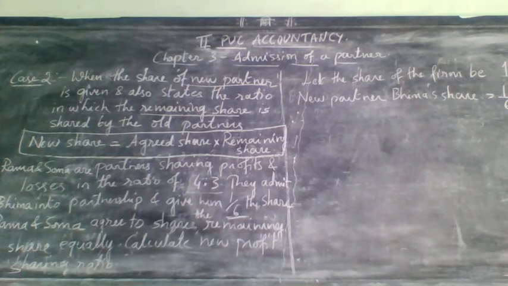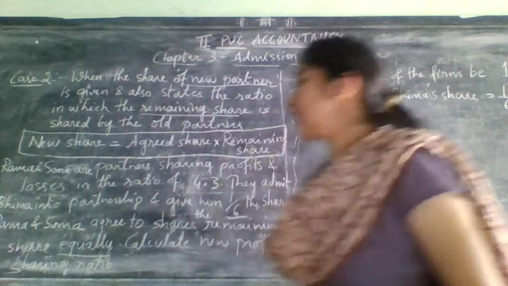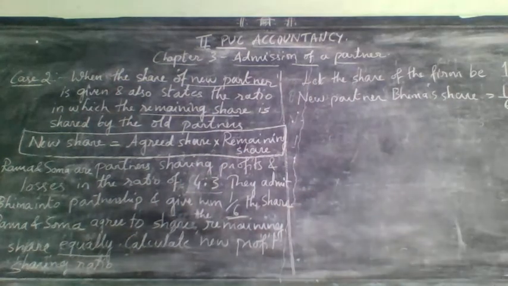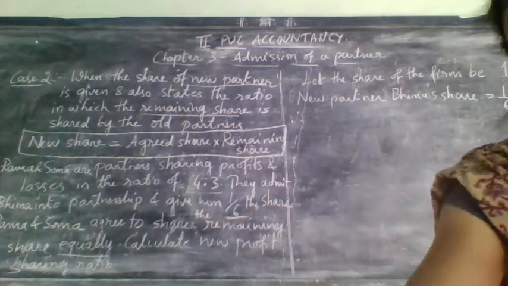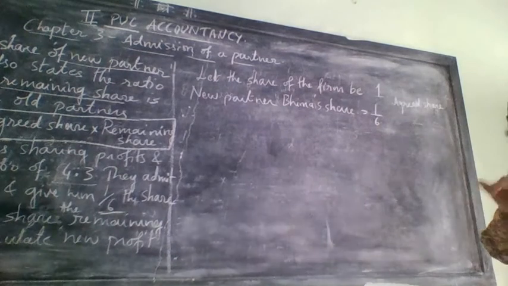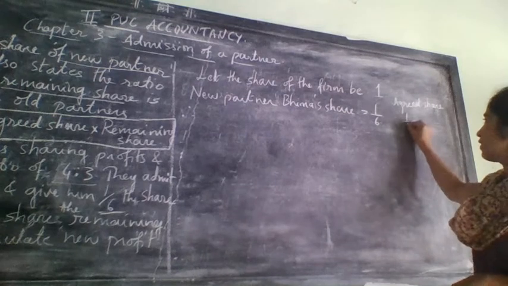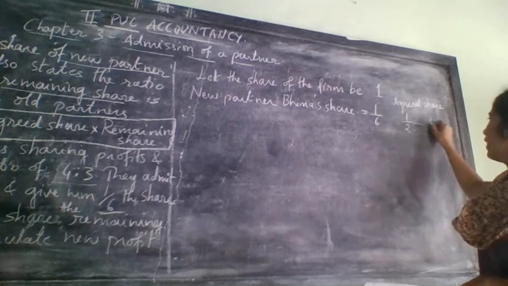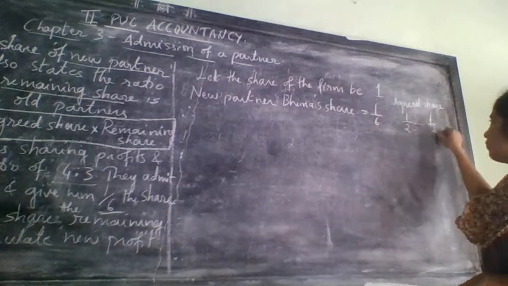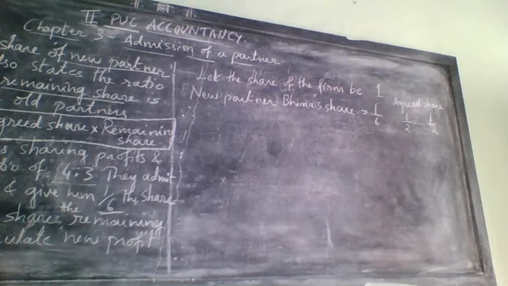They have given the remaining share. No ratio is given, but they have given equally. What does equally mean? How much will it come? Equally means, among how many partners is it shared? It is among only the 2 old partners. The agreed share is related only to the old partners. So it will come 1/2 and 1/2. Why did it come 1/2? Because they have mentioned in the problem that it is equally.